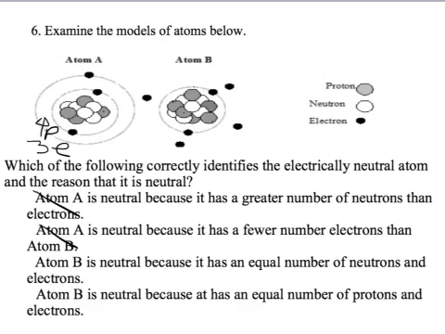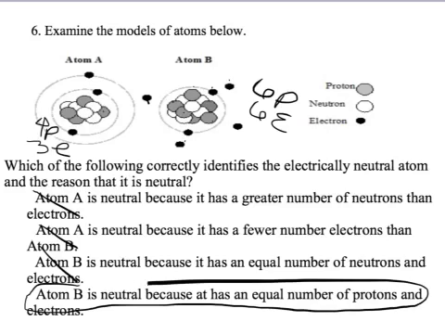Okay, so 6 protons: 1, 2, 3, 4, 5, 6. 6 electrons. That's neutral. Okay, atom B is neutral because it has an equal number of neutrons. And remember, neutrons have no charge. They're not going to have anything to do with whether the atom is neutral or not. So that's the wrong answer. The correct answer is D. Atom B is neutral because it has an equal number of protons and electrons. That's where our positive and negative charges come from, the protons and the electrons.